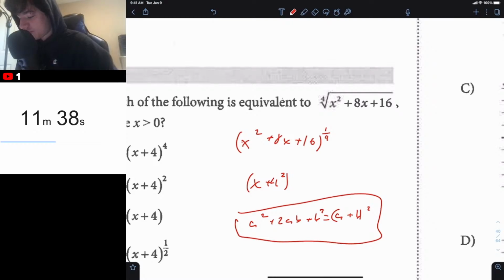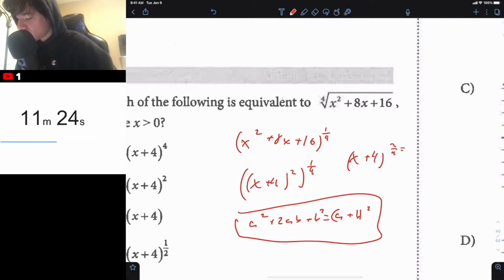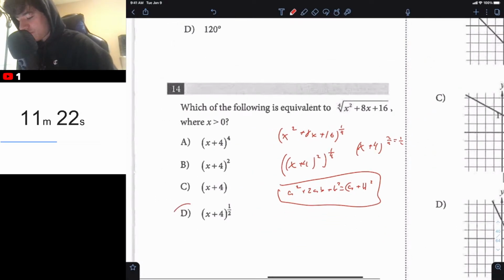All right, so x plus 4, oops, I don't know why I put that squared on the inside. That should be on the outside. X plus 4 squared, all to the 1/4 power. When you have an exponent to an exponent, you multiply. So I get x plus 4 to the 2/4, which is equal to 1/2. So x plus 4 to the 1/2, which is option D.